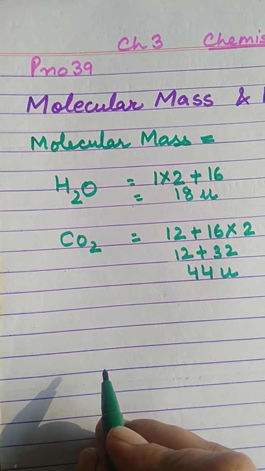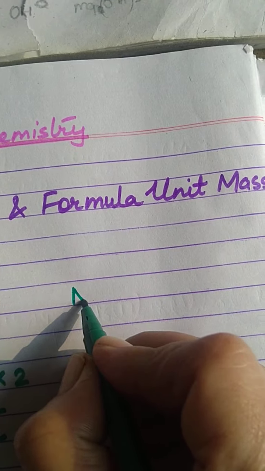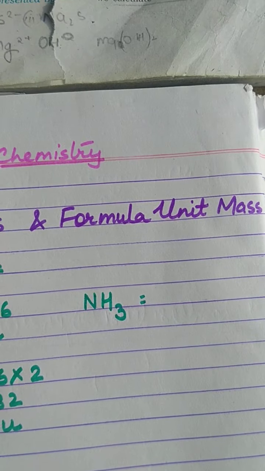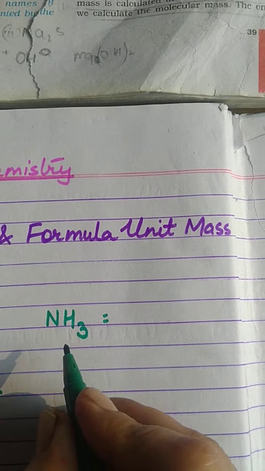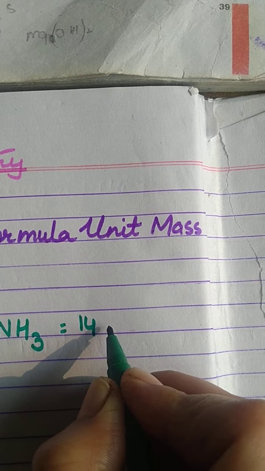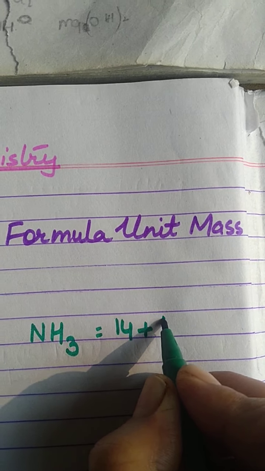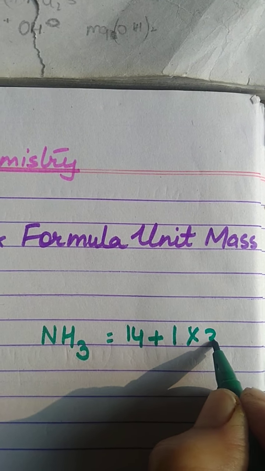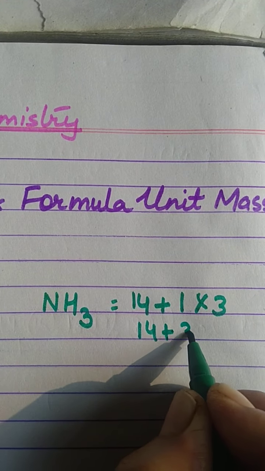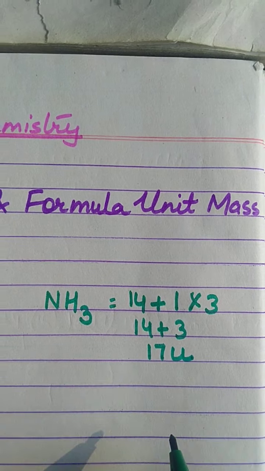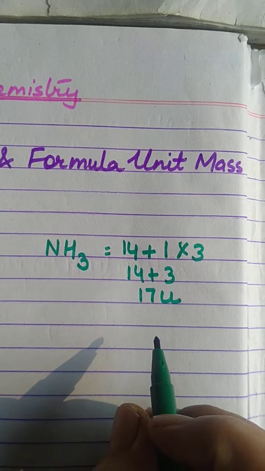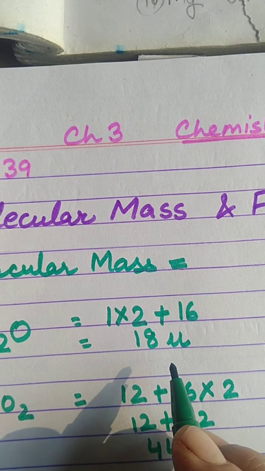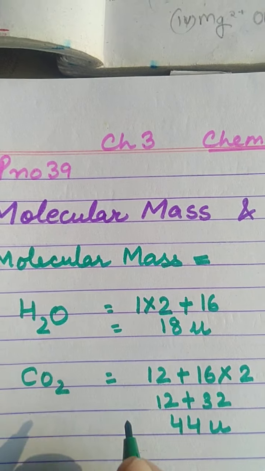One more example I can explain to you. Let us take the example of ammonia. Right? Nitrogen atomic mass is 14. Plus hydrogen atomic mass is 1. Hydrogen is the smallest atom. 1 into 3. It becomes 17 u. Clear, students? So this was to calculate molecular mass. You have to learn the definition and atomic masses. You add them, you get molecular mass.